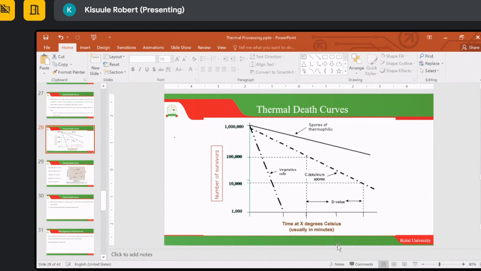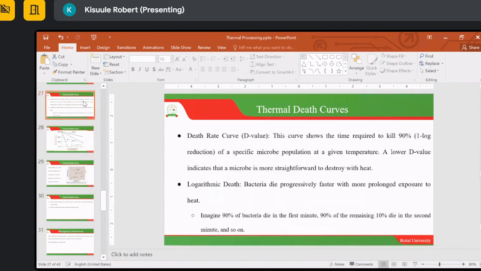All right, let's proceed. This D value, what we call the death rate curve, shows the time required to kill 90% of a specific microbe population at a given temperature. The lower the D value, the more straightforward the microbe is to destroy with heat. The higher the D value, the more time you need to kill that bacteria, which means the bacteria is less affected by the heat treatment. That is the D value.